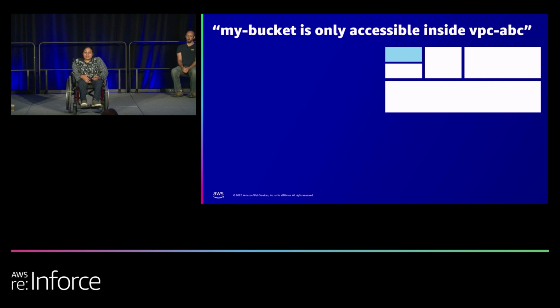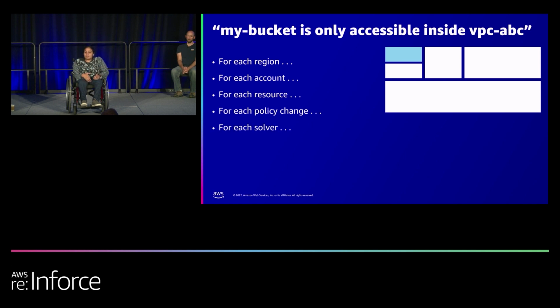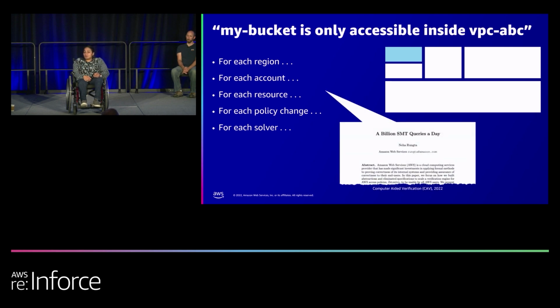Now, once we see how this works for a single policy, we can scale it up. We can do it for each region, for each account, for each resource, for each policy change, for each mathematical solver. I haven't even mentioned this yet, but we have multiple solvers running in the back end, racing to see which can compute the correct answer first. The math solvers are competitive too. You didn't think of that one, did you? So as a result, we have 1 billion queries every day. It's 1 billion universal properties, all in the name of provable security.